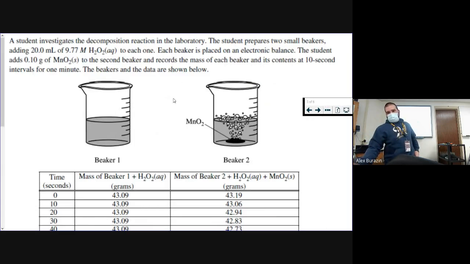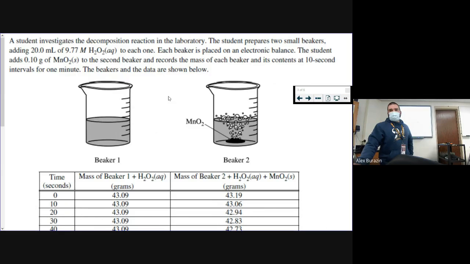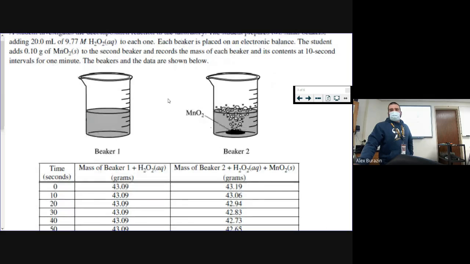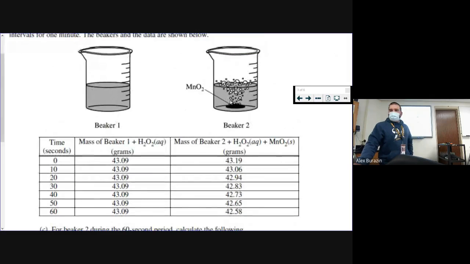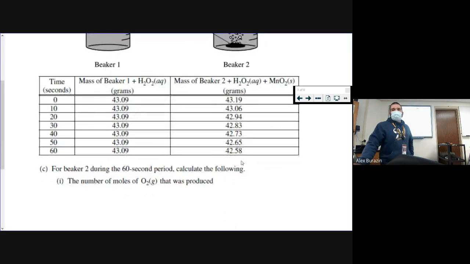All right, brand new scenario. A student investigates the decomposition reaction in the laboratory. The student prepares 2 small beakers, adding 20 milliliters of 9.77 molar hydrogen peroxide to each one. Each beaker is placed on an electric balance. The student adds 0.10 grams of manganese dioxide to the second beaker and records the mass of each beaker and its contents at 10-second intervals for 1 minute. The beakers and the data are shown below. Hydrogen peroxide, nothing in it. Hydrogen peroxide, catalyst added. They monitor the mass over the course of 60 seconds.